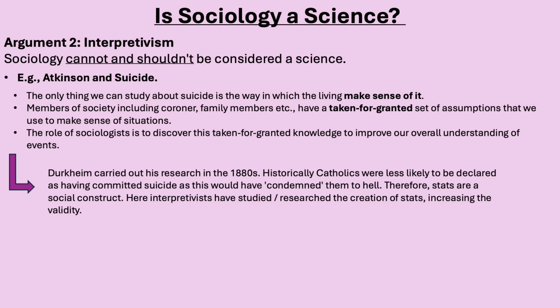So when Durkheim carried out his research in the 1880s, historically Catholics were less likely to be declared as having committed suicide, as this would have condemned them to hell. Therefore, stats are a social construct, meaning the coroner might have changed it. Come on, we don't want to put stigma on our family. Just change it, will you? Bit of bribery going on there. So here, interpretivists have studied the creation of stats, because actually, we can't trust stats.